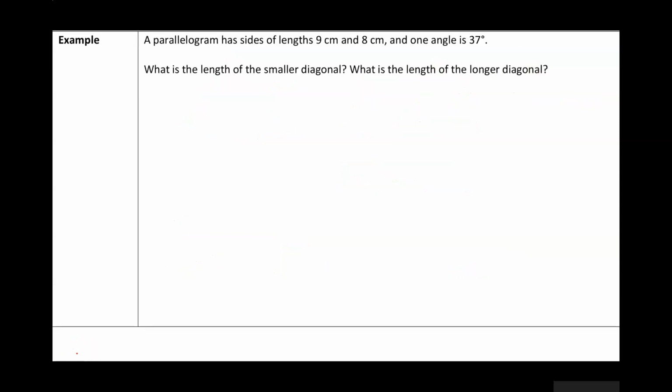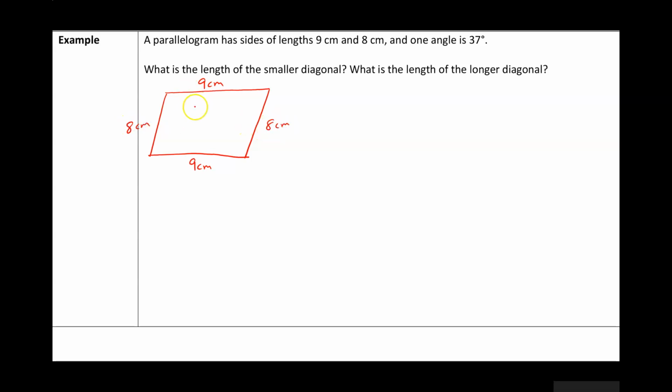Next, a parallelogram has sides of 9 centimeters and 8 centimeters, and one angle is 37 degrees. What is the length of the smaller diagonal, and what is the length of the longer diagonal? So first off, let me draw the parallelogram. We have one side is 9 centimeters. In a parallelogram, opposite sides are equal, so this is also 9, and then the other side is 8 centimeters.